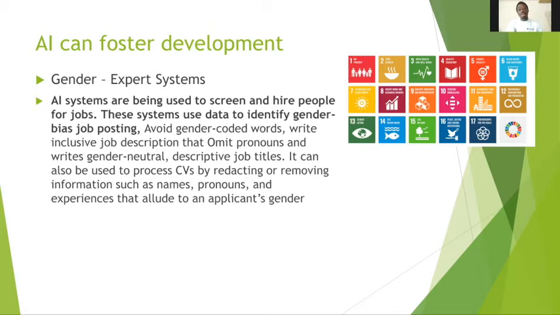And also we use expert systems to avoid gender-coded words. There are certain words that immediately ring gender, and we use AI to also process CVs so that you can redact or remove any information that shows the gender of the person. In that way, when you're looking at the person's CV, you have no idea what gender the person is. You're focused on what job the person can do. So this is an example that is a bit out of our scope, but at least it gives an idea of what we can do about gender.